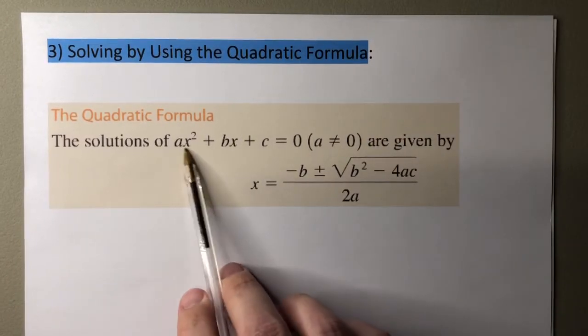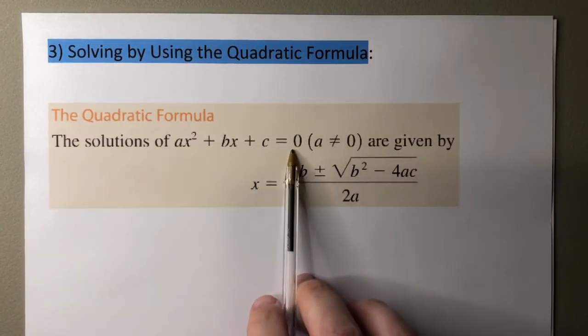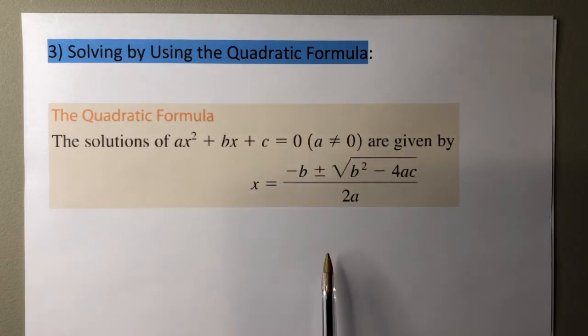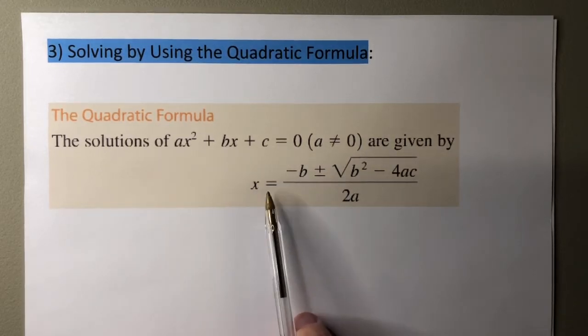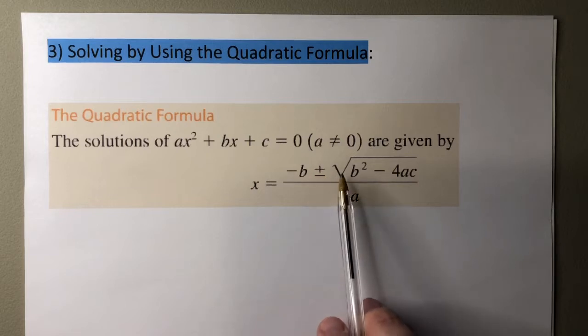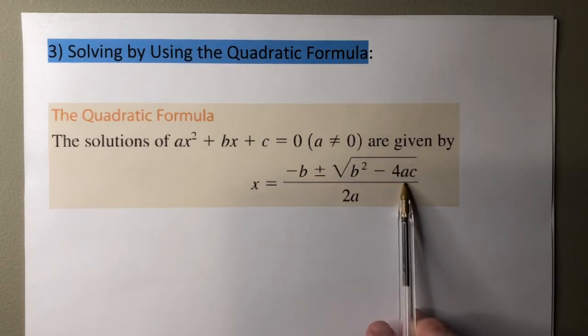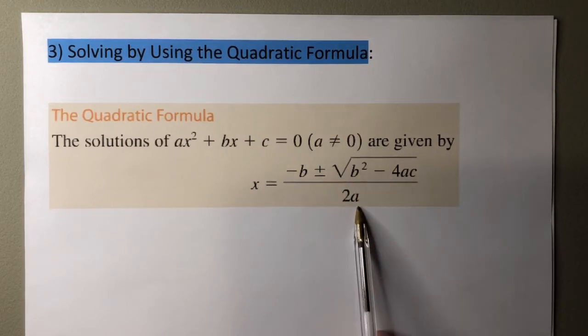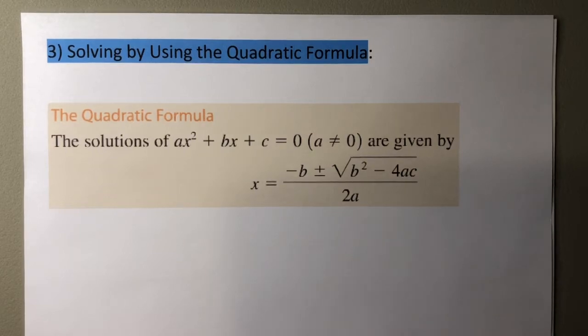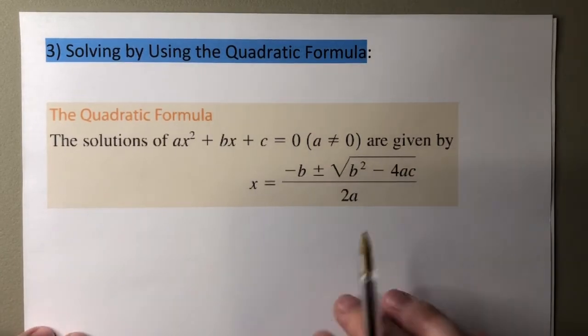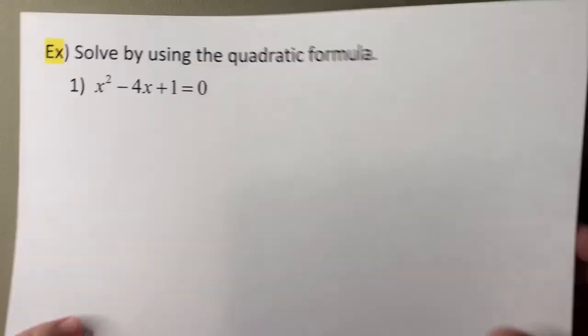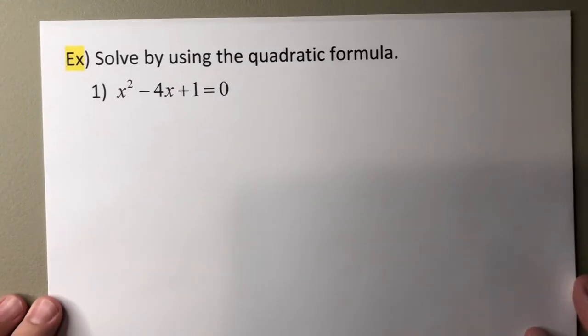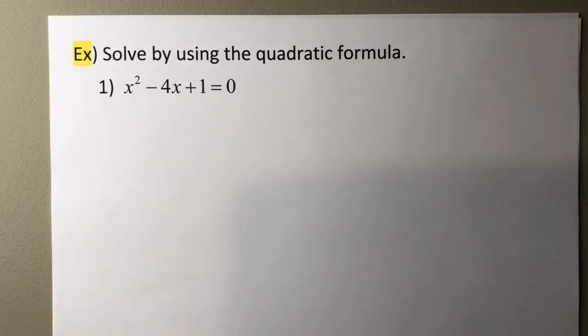So if you have the equation in this form, then x is always equal to what? X equals negative b plus or minus the square root of b squared minus 4ac all over 2a. See, now you might remember that. All right, let's see how this works with respect to some examples. So, example number 1. Solve by using the quadratic formula.